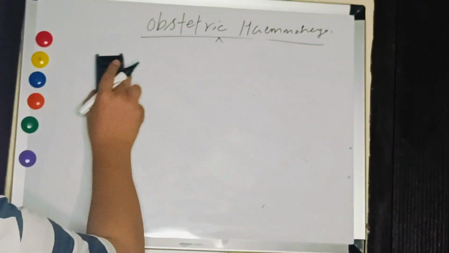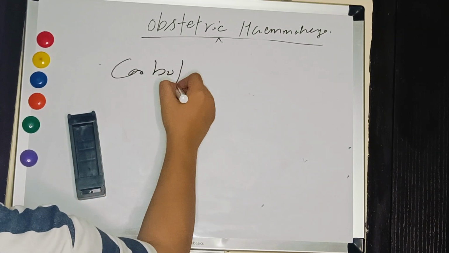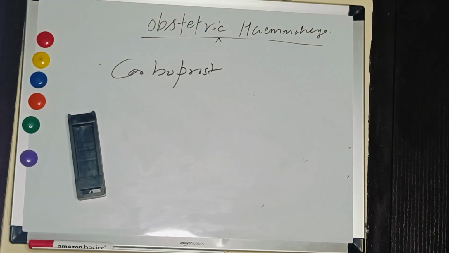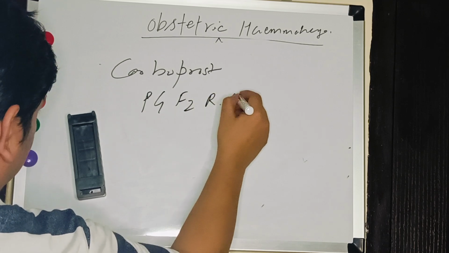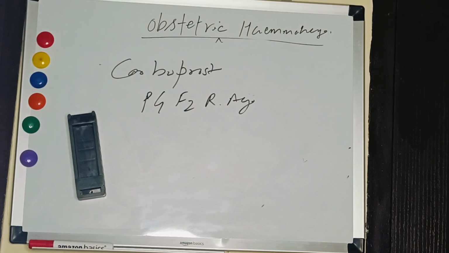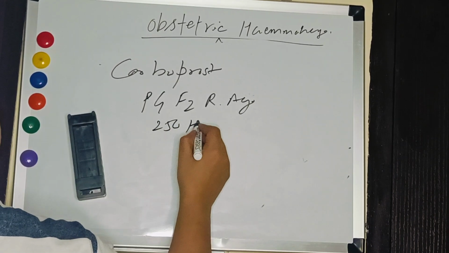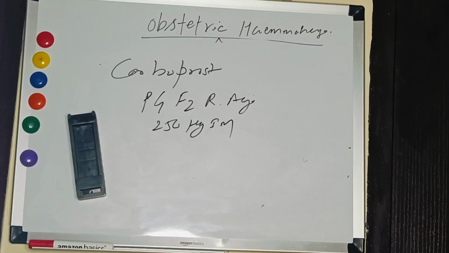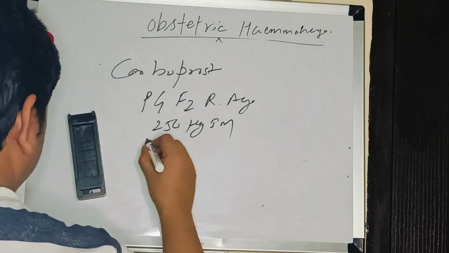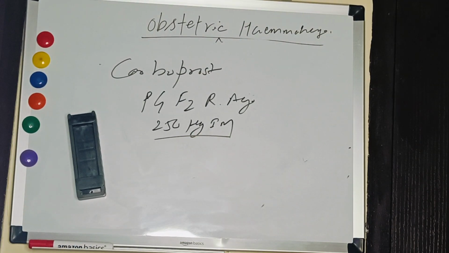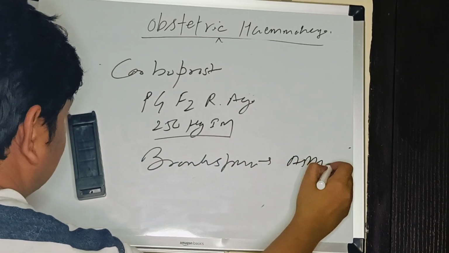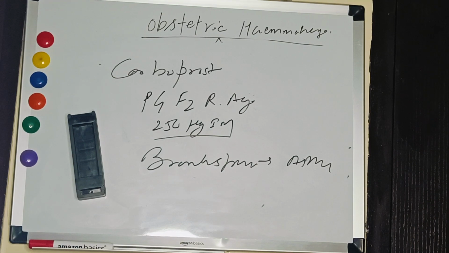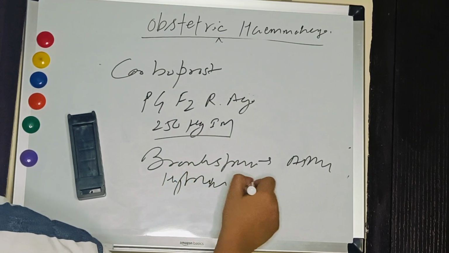Carboprost is a prostaglandin F2 receptor agonist. It causes uterine contraction, 250 microgram intramuscular, can be repeated up to 8 times every 15 minutes, and it causes bronchospasm. So it has to be avoided in asthma cases. It can cause hypoxia, so be vigilant.